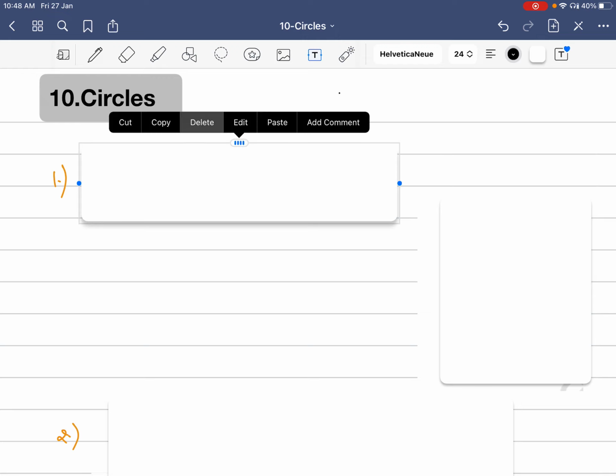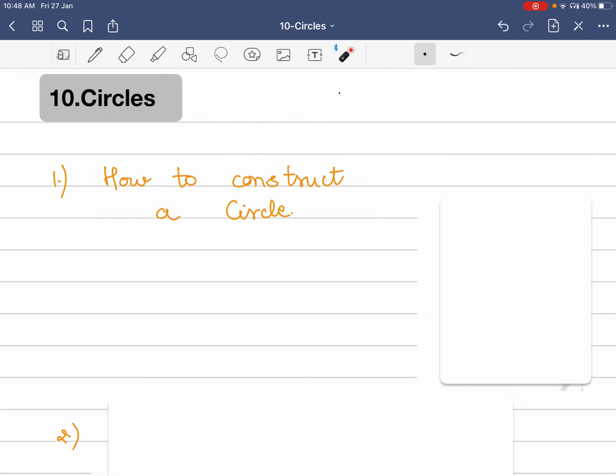What does point number one say? It says how to construct a circle. So we begin our discussion with a very simple task, and the task is to find out how to construct or how to draw this geometrical figure called a circle.